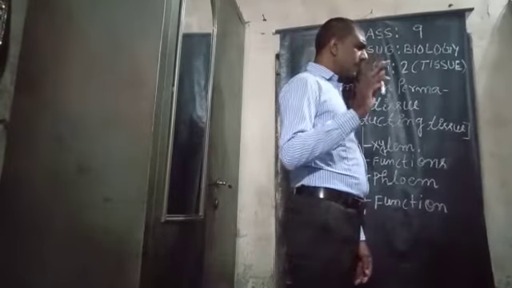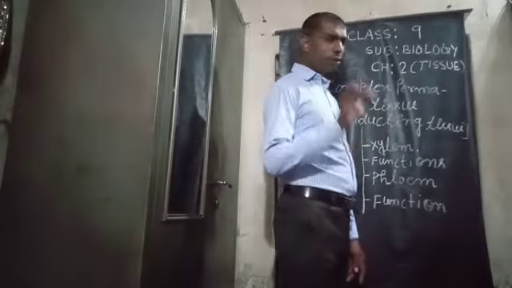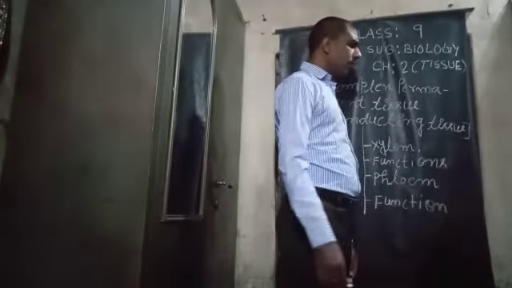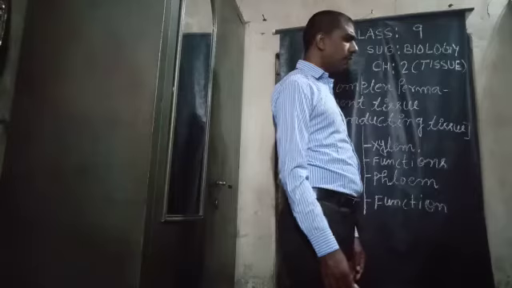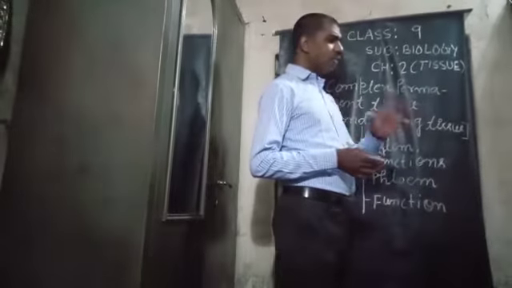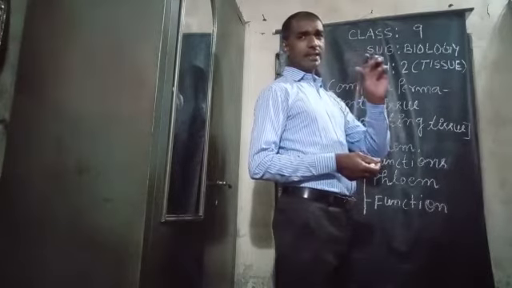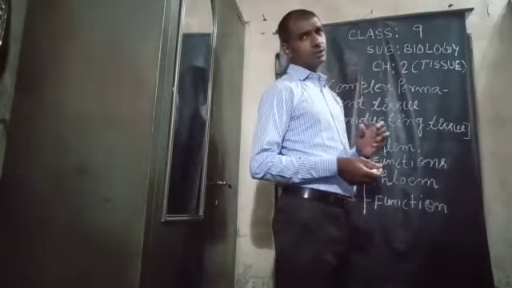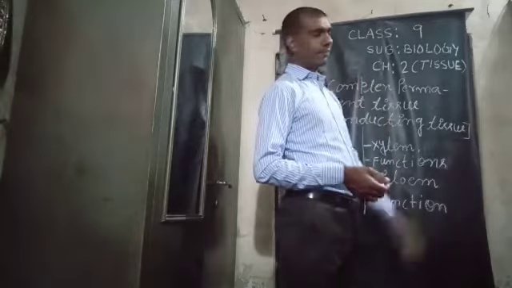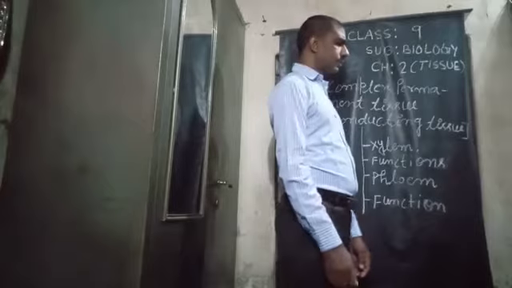Sieve tubes do not have nuclei. The end walls of the sieve tubes are perforated and are known as sieve plates. That means they have small, tiny holes, and are called perforated, also known as sieve plates.